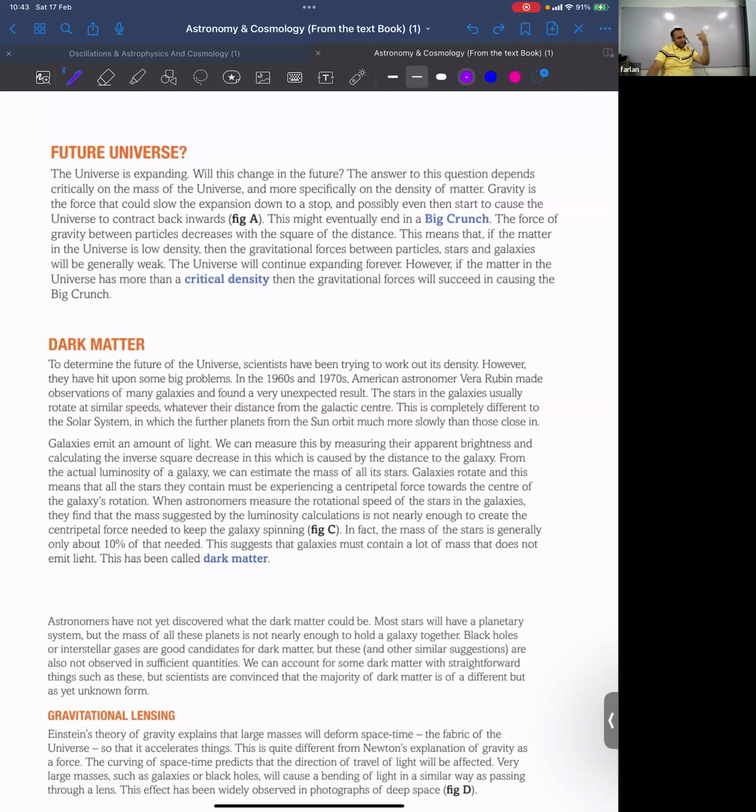So there is a calculation. If the mean density is beyond a certain value, then the universe will contract back. If the mean density is less than that critical value, then this expansion will keep going forever. That mean density, we don't know at the moment. The ultimate fate of the universe, according to science, no one knows. There are two possibilities.